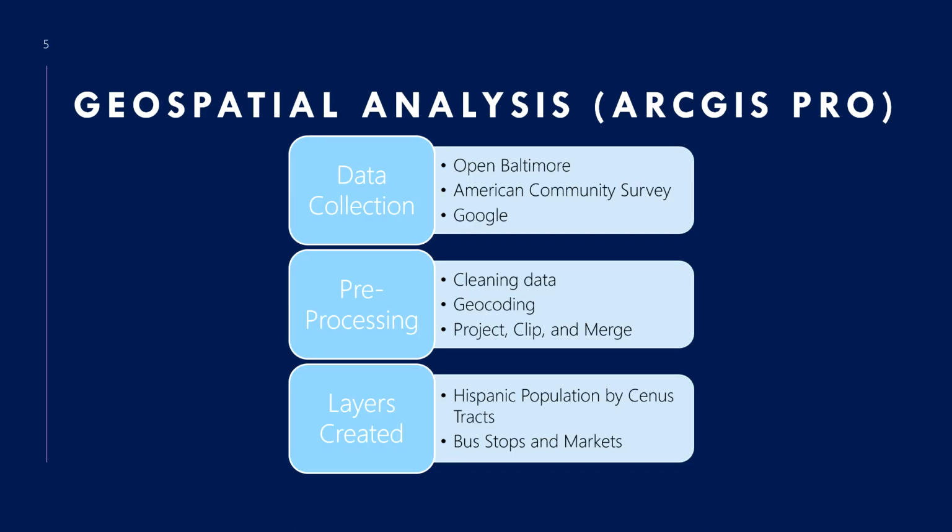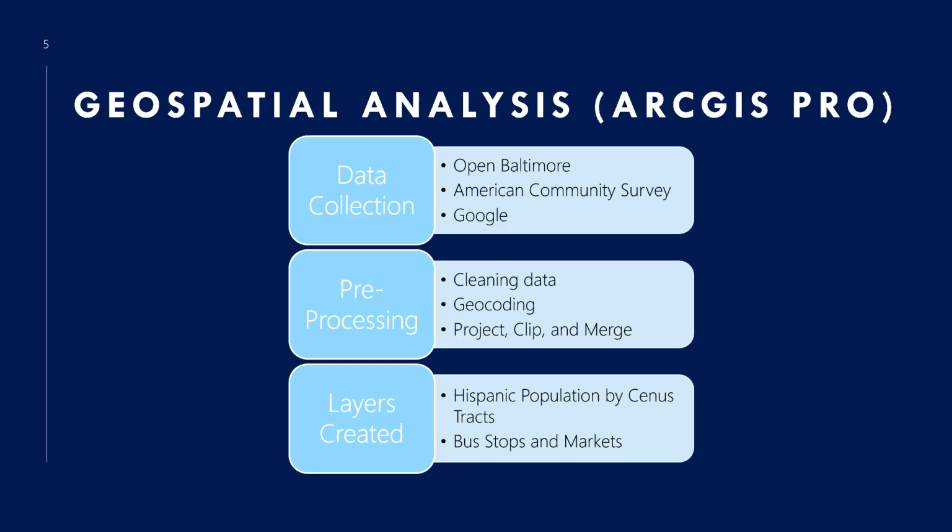So the geospatial analysis portion started in ArcGIS Pro. I had collected data from Open Baltimore, a data warehouse hosted by the Baltimore City, as well as from the American Community Survey and from Google. Open Baltimore yielded the census tract boundaries for the state of Maryland, as well as locations for bus stops, which are relevant to this project because it was decided that bus stops would be the ideal location to post flyers due to their high foot traffic.